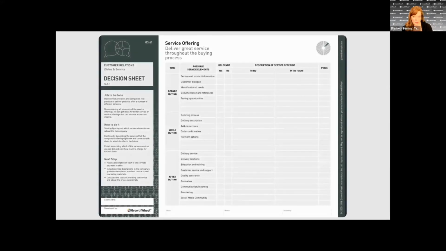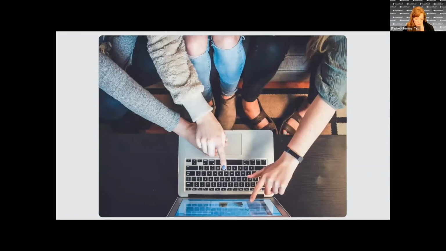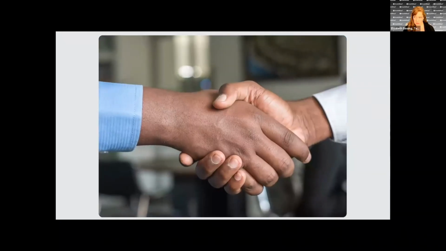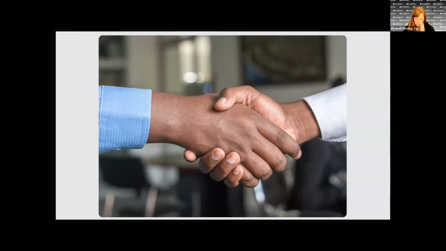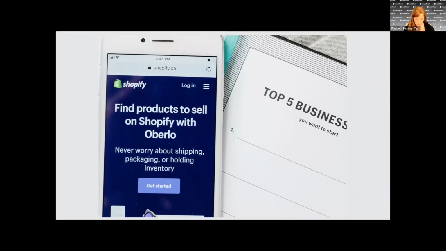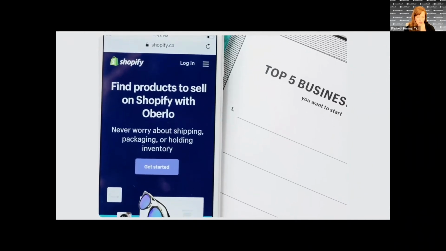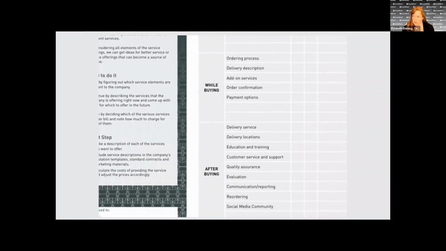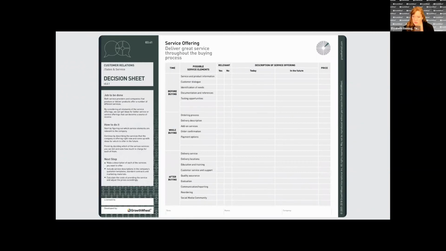This GrowthWheel decision sheet is called Service Offering, and it's about delivering great service throughout the buying process. The job to be done is to consider the variety of services you can offer as either a service-based or a product-based business. The challenge is that even companies that focus on selling products still provide services, both before the sale, during the sale, and even after. The benefit of going through this decision sheet is that by considering all elements of the service offerings, we can get ideas for better service or service offerings that can become a source of income.